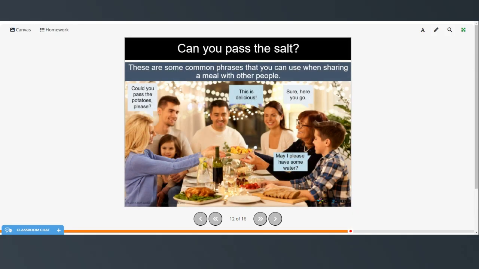And there are some common phrases that you can use when sharing a meal with other people. So, could you pass the potatoes, please? So, if there's something on the table that you can't reach, instead of just reaching for it or getting up from your chair, you would ask the person closest to the item that you want, could you pass? And then say whatever it is that you want. And then the person who gives you that thing would say, sure, here you go. This is delicious. May I please have some water? So these are all polite ways to ask for things at the table.